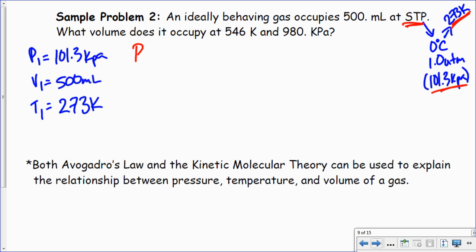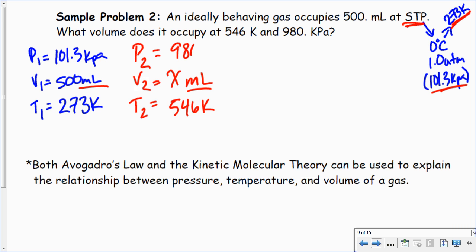Now we look for our second condition, pressure 2, volume 2, and temperature 2. We say, ideally behaving gas, 500 mL at STP. What volume does it occupy? So we need to know X mL. We're going to make our units match at 546 Kelvin and 980 kPa. So that pressure is an absolutely huge amount of pressure that we're putting onto that material.